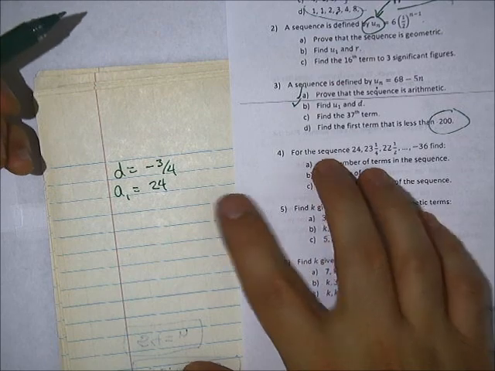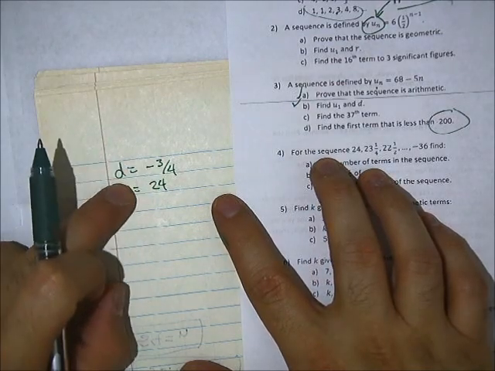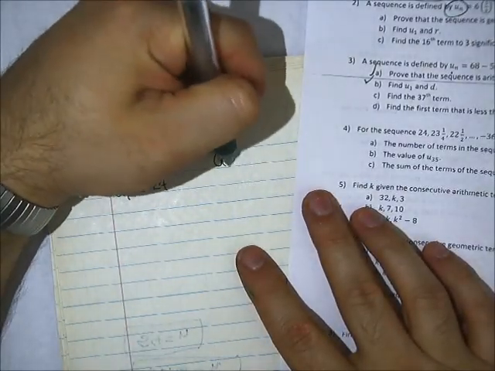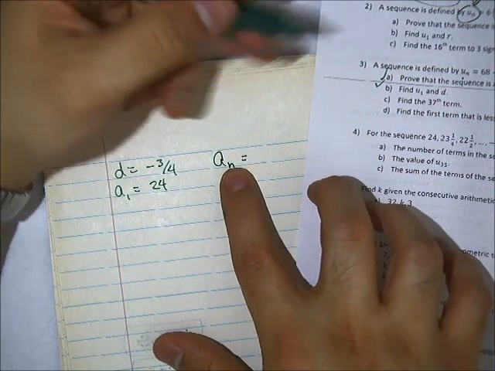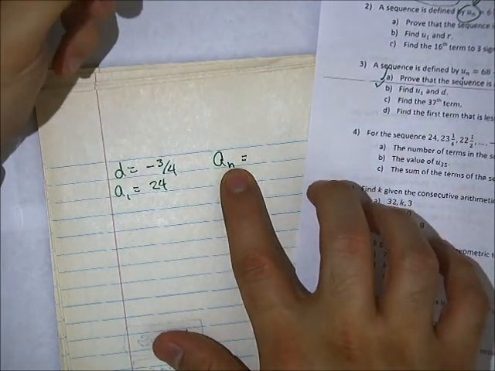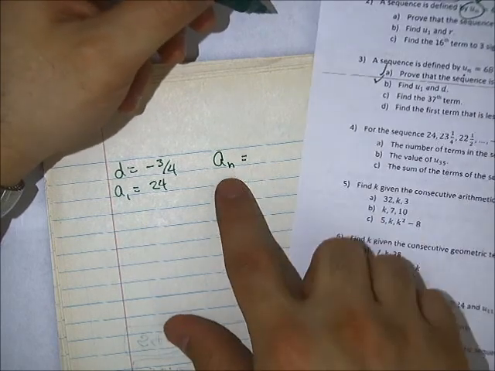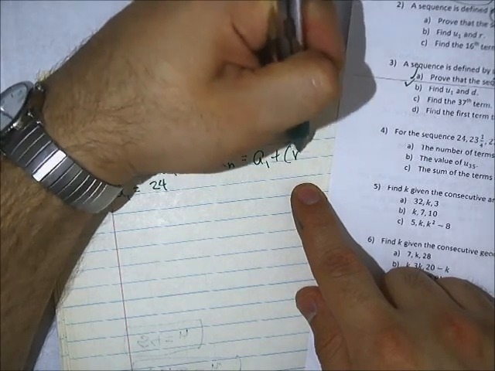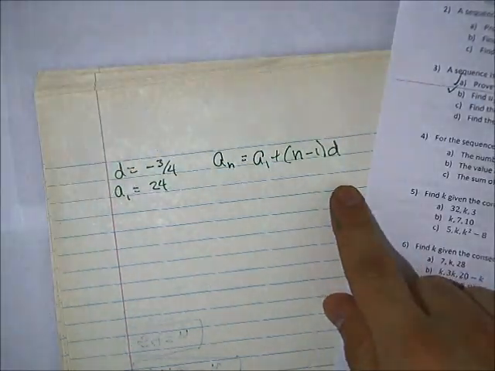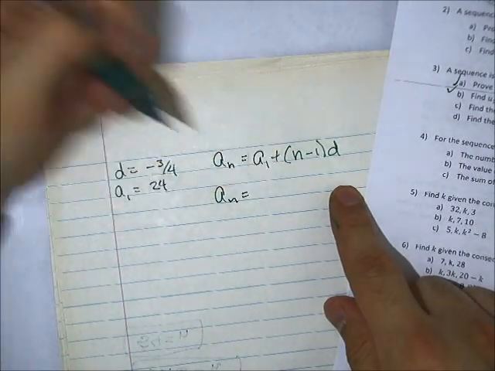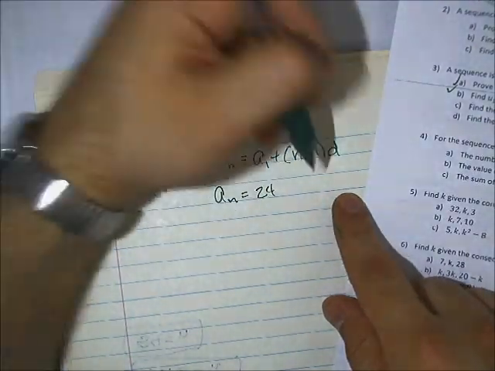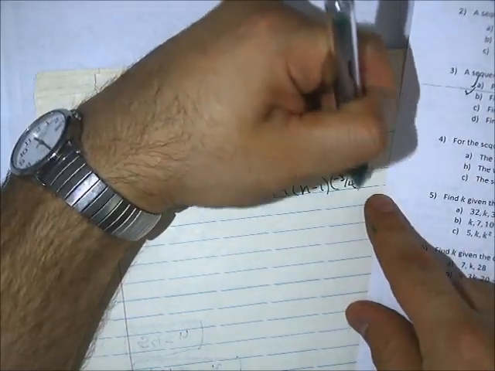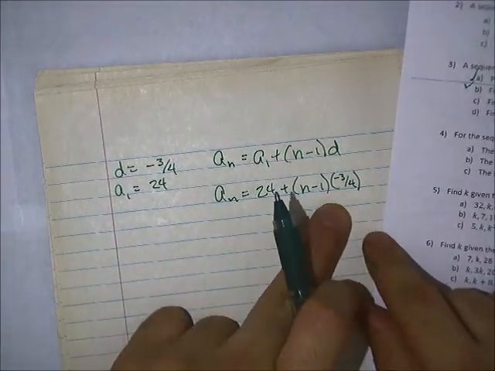I know it's arithmetic because I just proved it had a common difference, and only arithmetic sequences have common differences. So let's keep going here, and let's write out our nth term equation. A sub n, and this is for an arithmetic sequence. For an arithmetic sequence, A sub n is equal to A sub 1 plus (n minus 1)d. So if I had to write this nth term equation, I would end up with 24 plus (n minus 1) times negative 3/4. So there's my nth term equation.